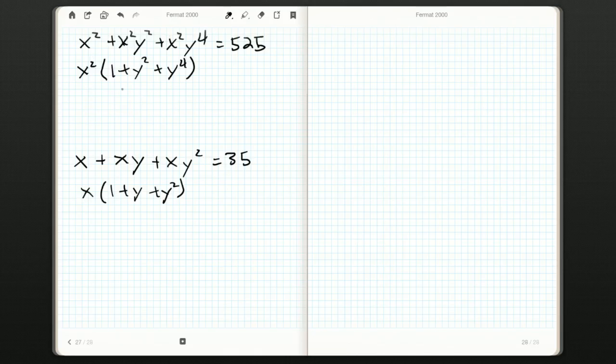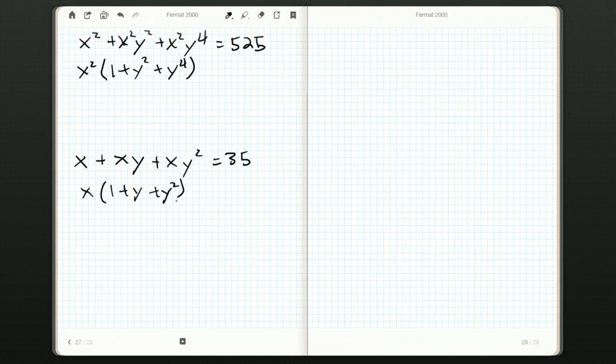so my plan is this. I'm pretty sure y can't be 0. Or sorry, y can't be 1. If it was, then we'd have x squared times 3 is 525, and x times 3 is 35. So let's just check. 35 divided by 3 should be x. Now if I square that, I do not get a third of 525. I get a third of 408.3 repeating.